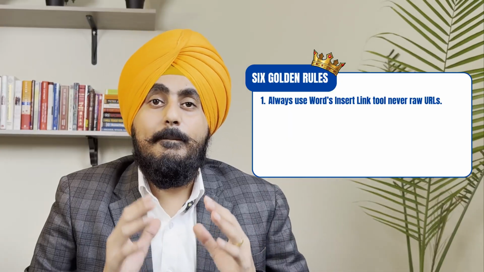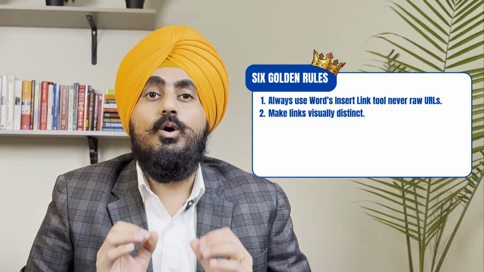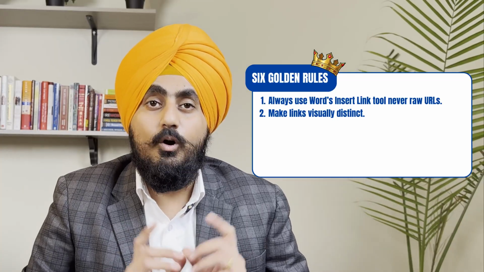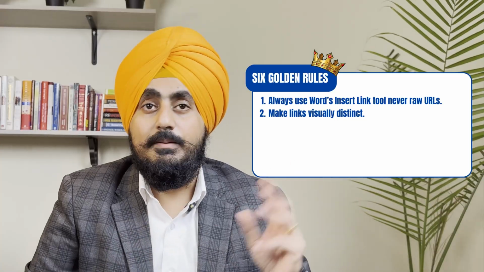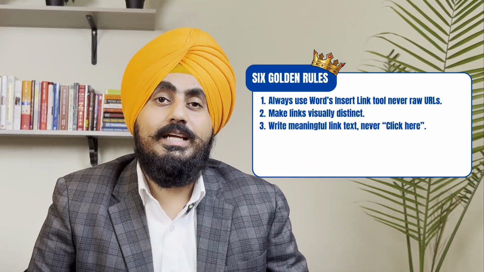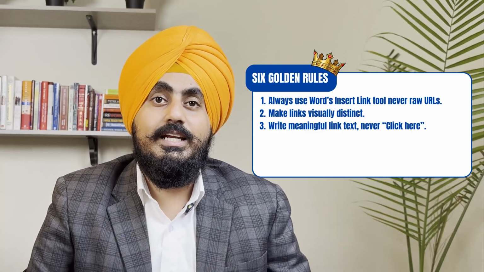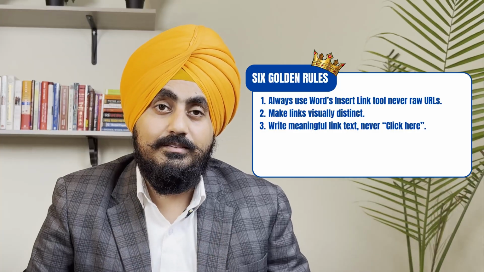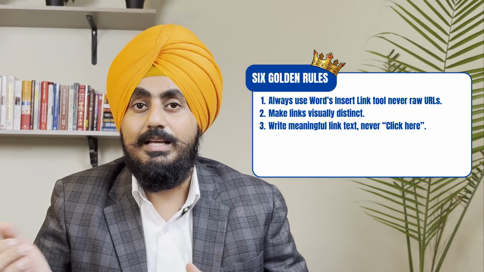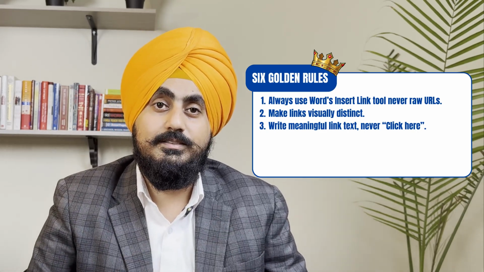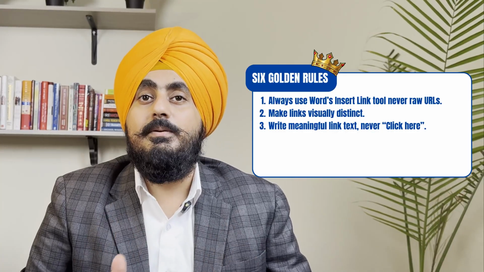At number 2, make links visually distinct. If links look like normal text, low vision users cannot find them. Always use color and an underline to make it fully accessible. Number 3, write meaningful link text. Never have click here or read more. Screen readers let users pull a list of links, and if that list says click here or read more, that's 100% useless. A better approach is to make the purpose clear. For example, say become a member.